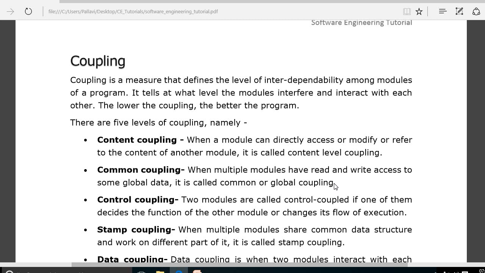Highly coupled: when the modules are highly dependent on each other, they are known as highly coupled. And loosely coupled: when the modules depend on each other but the interconnection among them is weak, it is called loosely coupled. And uncoupled means when the different modules have no interconnections among them, it is known as uncoupled modules.